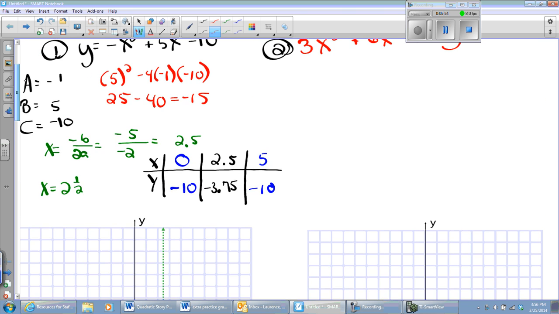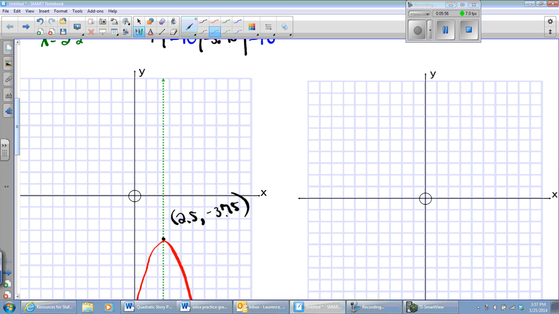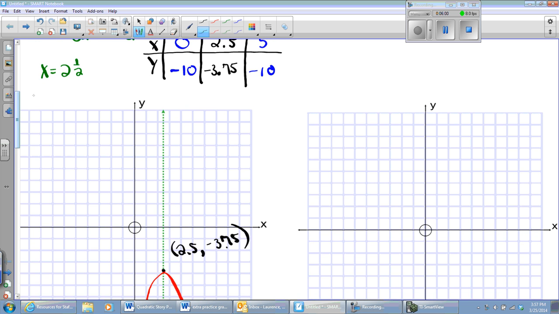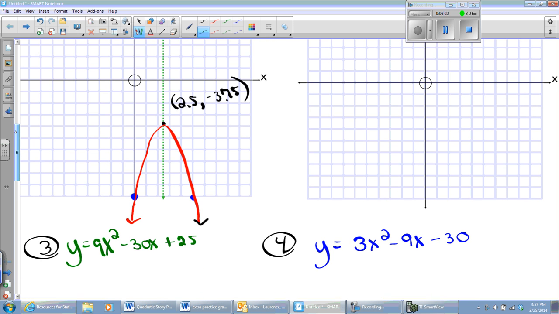Alright, there's my parabola. I identified the axis of symmetry as the line x equals positive 2.5. I found my vertex, and I identified 3 points, and I'm going to label them on the graph. Now if you have the t-table, that's not a bad idea. I would accept that as labeling.